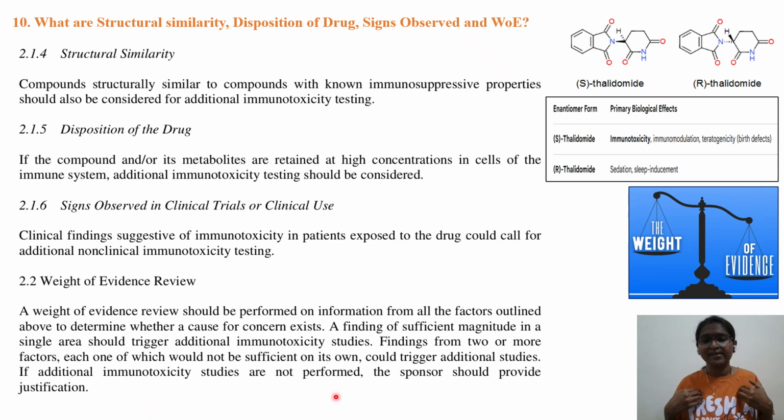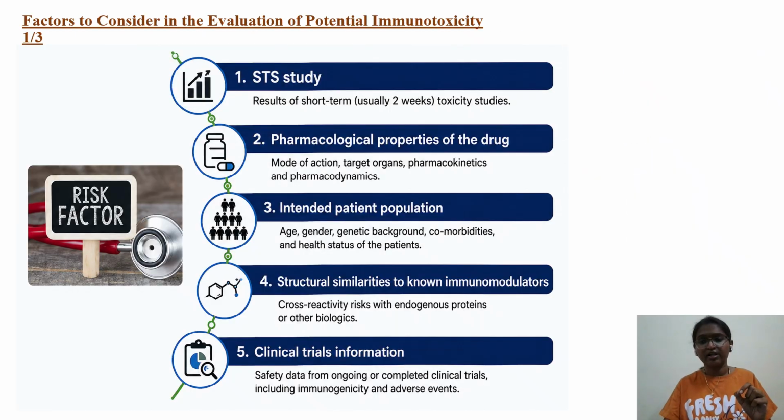If I am a scientist and I have decided that I will not conduct further studies, but I have some red flags from the 6 parameters, and yet I am not proceeding with the additional immunotoxicity study, then I have to give a scientific rationale to the regulatory body, the FDA or EMA or Health Canada. If there are red flags and you're still not performing anything, then you have to give justification to the regulatory agency. So these are the things that we have discussed under this particular guideline.